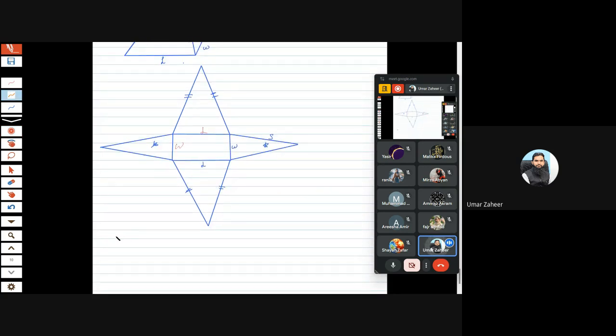In simple words, if I have to write it, the total surface area will be equal to area of rectangle plus area of triangle 1 multiplied by 2 plus area of triangle 2 multiplied by 2 because we have exactly two triangles here.